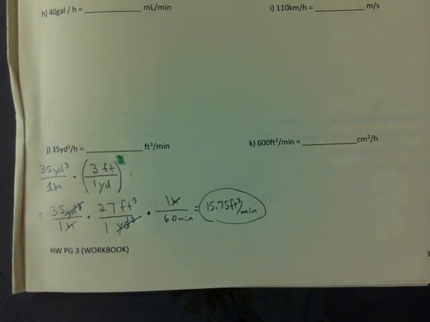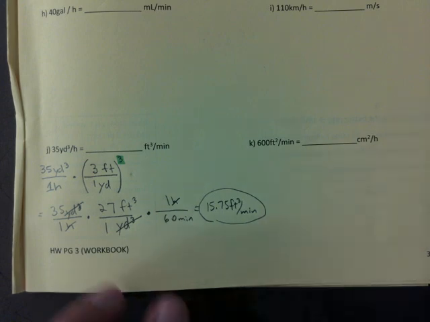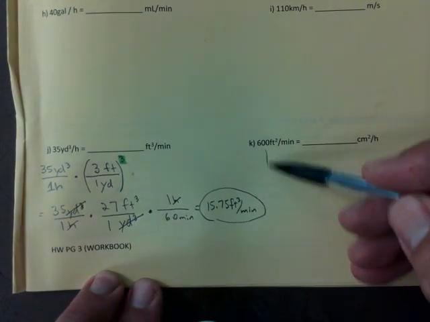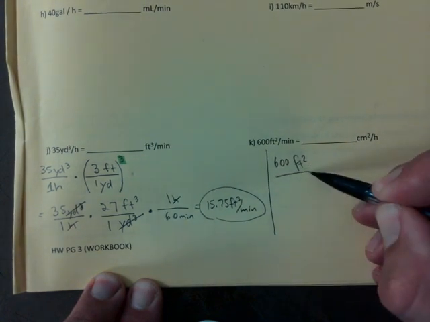Does that make sense? So you can't just go, oh yeah, yards and feet, I'm going to cancel them out, because they're kind of the same, but they're not. The exponent is very important, so that the units match exactly. Next, 600 square feet over 1 minute.